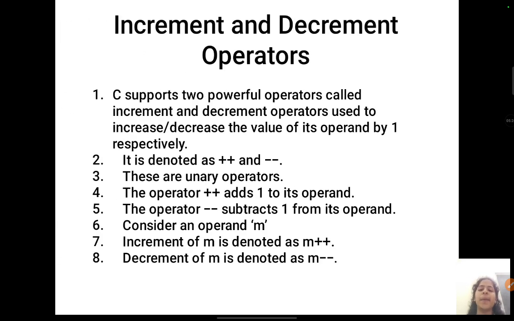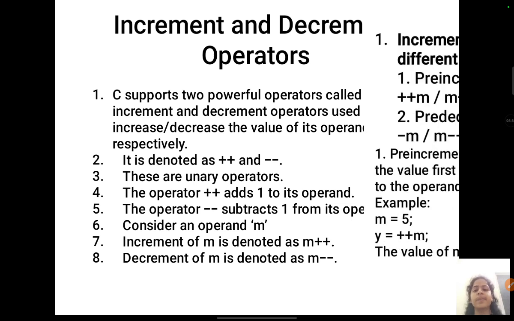Increment and decrement operators. C supports two powerful operators called increment and decrement operators, used to increase or decrease the value of its operand by 1 respectively. It is denoted as ++ and --. These are unary operators. The operator ++ adds 1 to its operand. The operator -- subtracts 1 from its operand. Consider an operand m. Increment of m is denoted as m++. Decrement of m is denoted as m--.